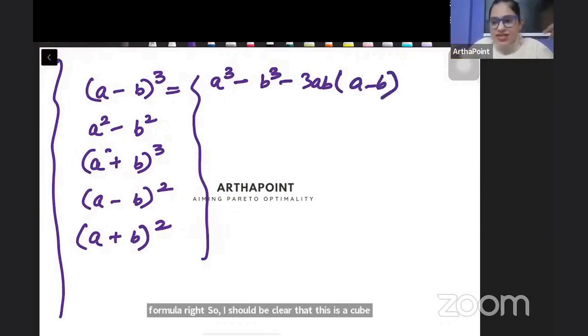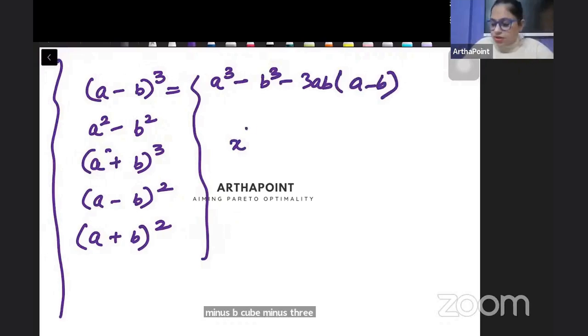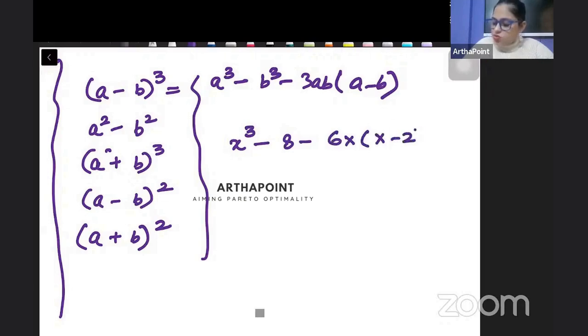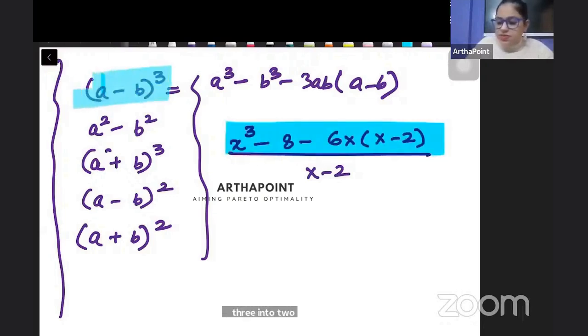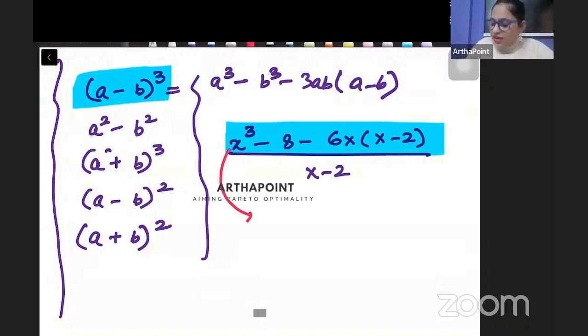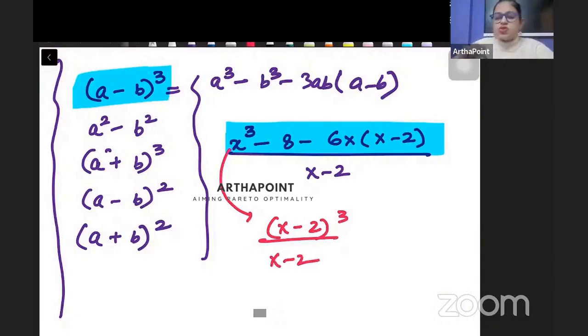तो अगर मुझे कुछ ऐसा एग्जाम में दिखे, suppose मेरे को न्यूमरेटर में ये दिख रहा है x cube minus 8 minus 3 into 2, 6x, x minus 2, ऐसा कुछ दिख रहा है एग्जाम में. So I identify कि ओके ये जो न्यूमरेटर है ये तो a minus b whole cube ही है, where a is x and b is 2. तो I can clearly go ahead and quickly write this as x minus 2 whole cube upon x minus 2.